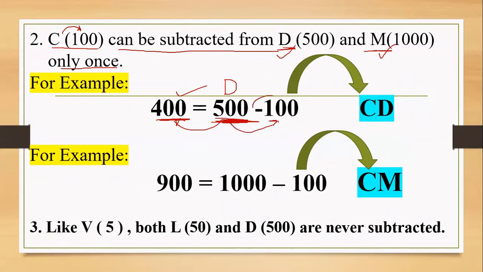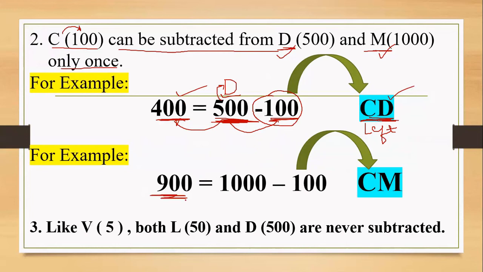So again we are subtracting. The smaller value symbol we will write on the left side first. So 100 is represented by C, and C will be written on the left side. The bigger value is 500 and its symbol is D, so we will write it on the right side. Then it would be CD. CD means 400.